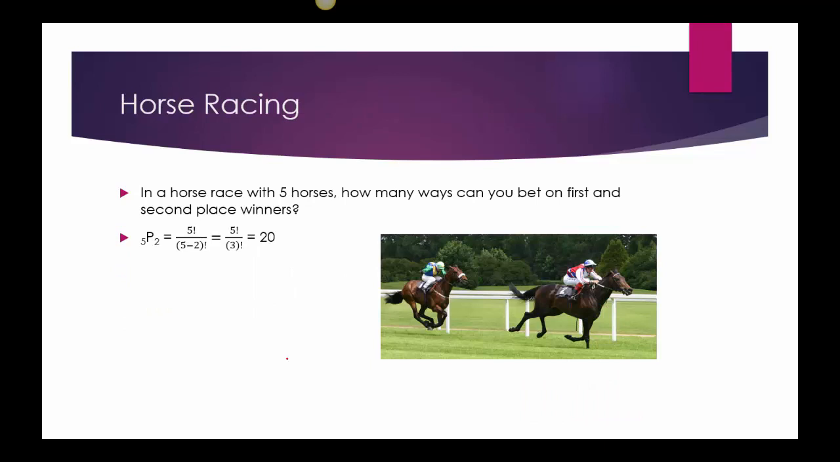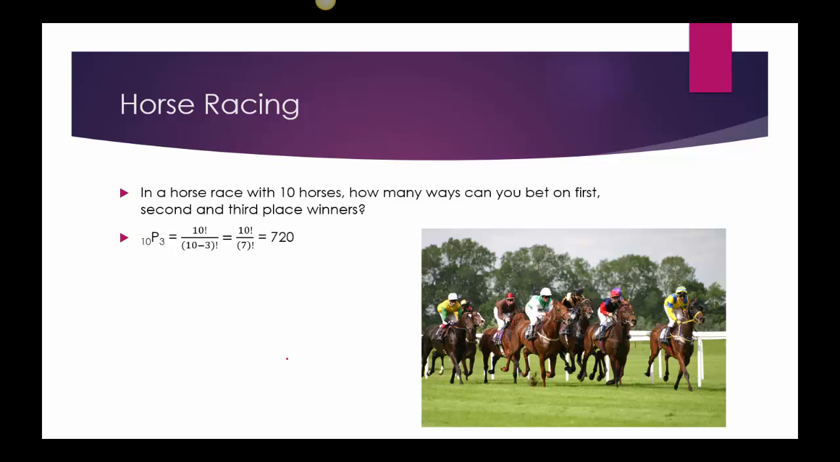So let's look at horse racing. In a horse race with 5 horses, how many ways could we bet on first and second place winners? I put an order there, saying you have to pick somebody to be first and somebody to be second. That's where the order comes in, and you can't have repetition, because once a horse finishes, it can't go back and be first and second place. So if I have 5 things and I'm picking 2 of them using a permutation, that gives me 20 ways to bet.